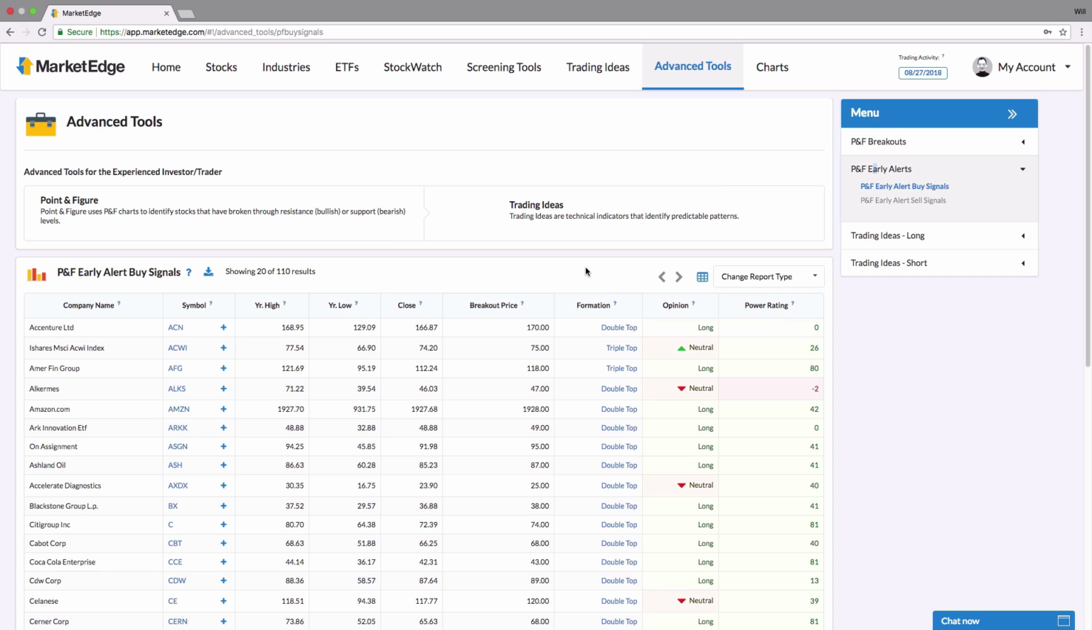That'll be a stock that's broken down, reached a certain support level, and bounced off of that level. You want to try to trade with the broader trend of the stock. So you want to look for stocks that have been upgraded to a neutral or a long when you're looking to buy the point and figure stocks.